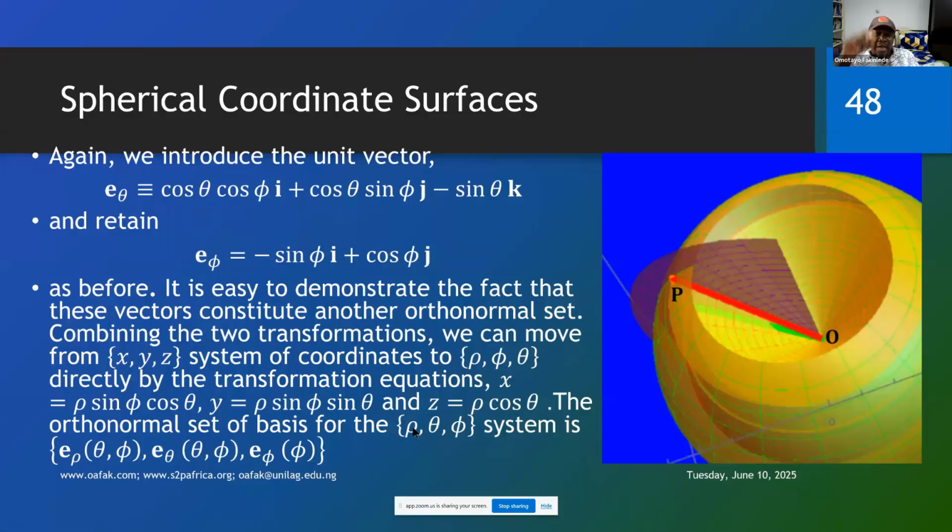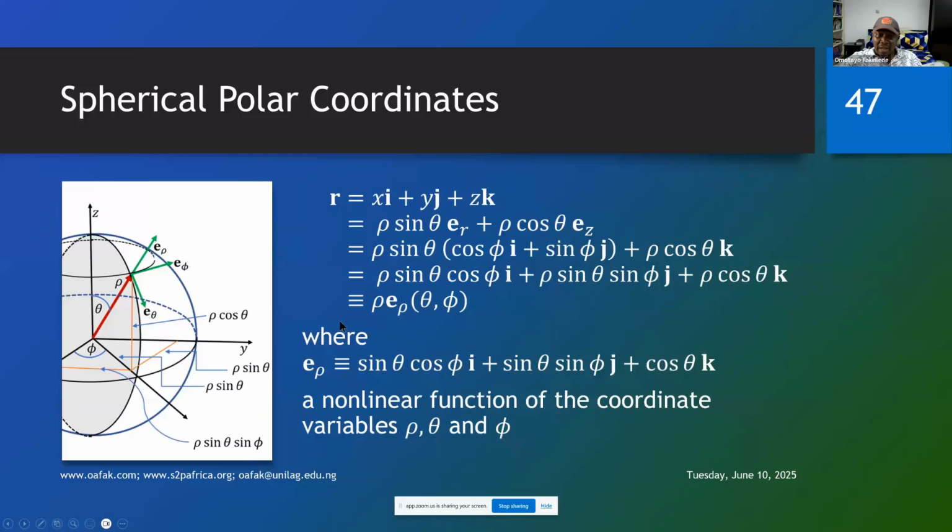So that is it. And you can obtain the remaining two just by simple differentiation with respect to theta and phi. So try that differentiation. If you differentiate the position vector with respect to theta, you get the second coordinate. If you differentiate with respect to phi, you get the third coordinate. So you do those differentiations and you'll be home free.